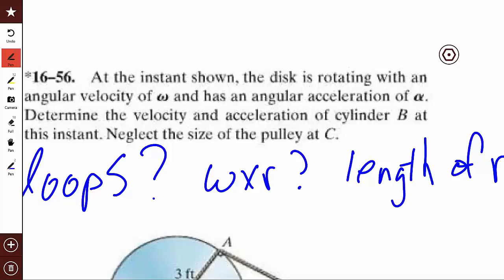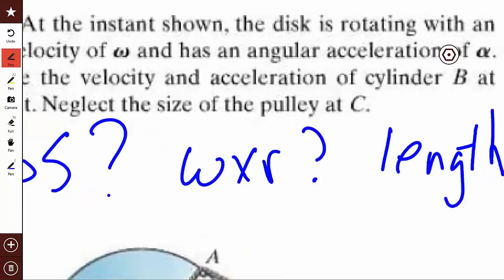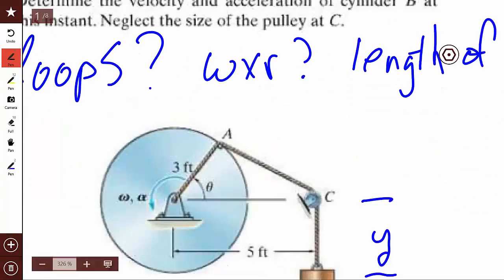So that's their way of saying, I'm going to tell you those. I'm not going to tell you the number now, but I'm going to tell you what they are, so you can pretend like you know them. Determine the velocity and acceleration of cylinder B at this instant. Neglect the size of pulley C. Okay, so let's look at the picture.